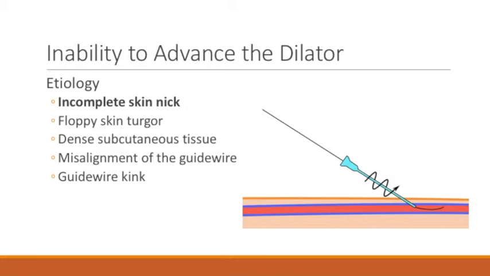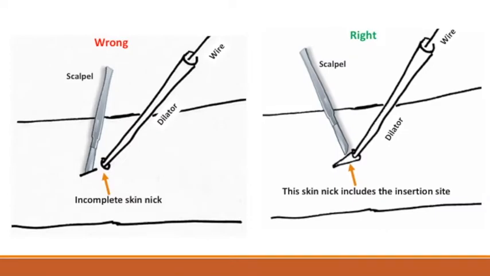There's a couple common reasons for this. One is because the skin nick was originally inadequate, and this is because people have been told for years now, don't cut the wire with the scalpel. And because everyone is very afraid of touching the scalpel to the wire, they end up leaving a little tag of skin between their skin nick and their dilator. And this is ineffective. You've essentially not opened up the skin or given yourself the ability to advance the dilator in this scenario.